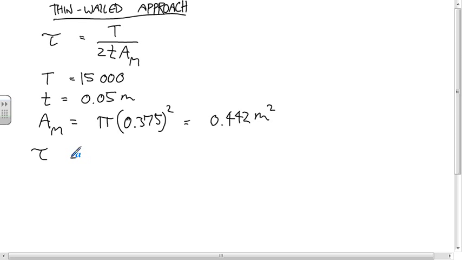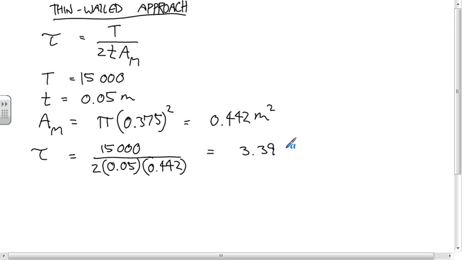So the shear stress is equal to 15,000 divided by 2 times 0.05 times 0.442, and you get 3.39 times 10 to the 5th pascals.